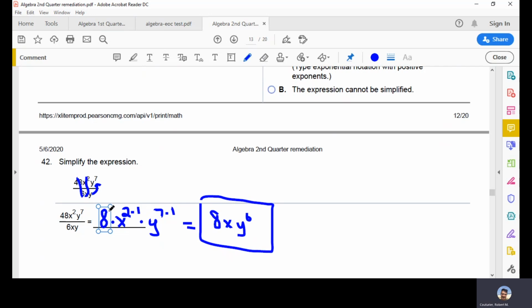The next one, the y's. Follow the rule. What's the actual math? 7 minus 1. We all have the ability to do 7 minus 1, 2 minus 1, and 48 divided by 6. Do we have the ability to learn rules and follow directions? That's what was really taught to you this year.